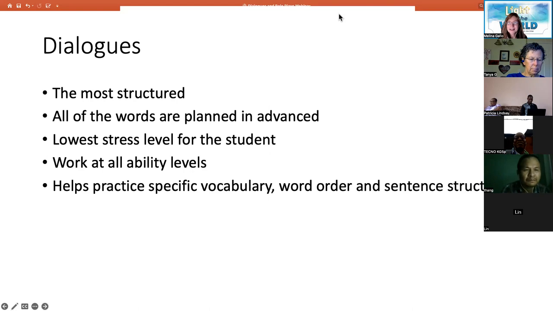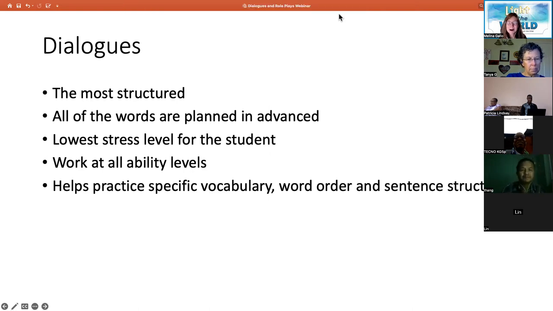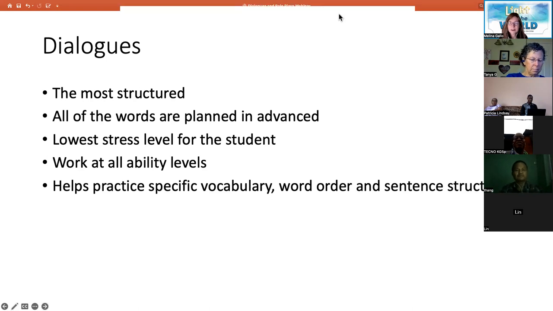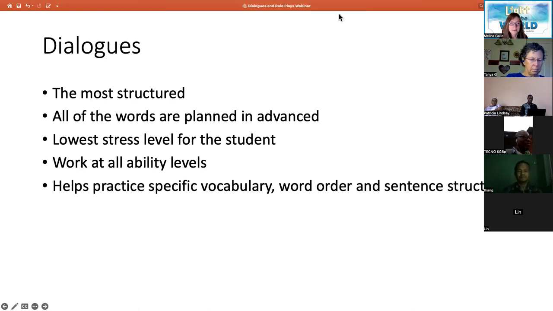You don't have to get all nervous about it like you do when you're making a public presentation and you have to think, okay, what am I going to say? How am I going to say it? What if I don't understand them? It's low stress, so it's very comfortable. We can use it at all ability levels, from low beginners all the way up.